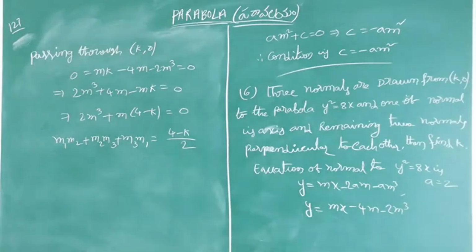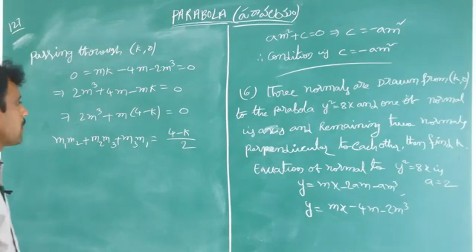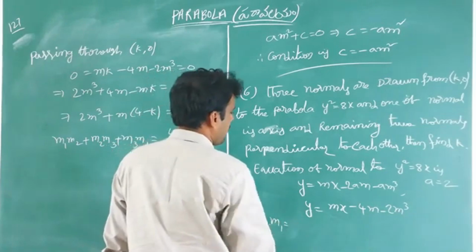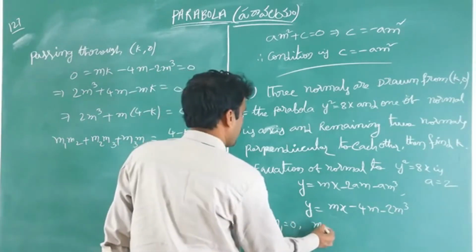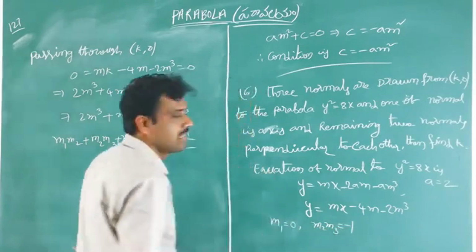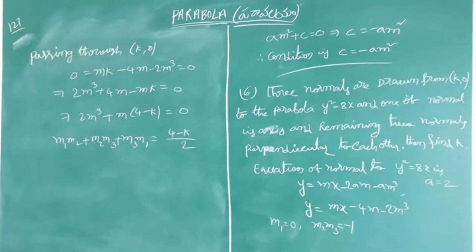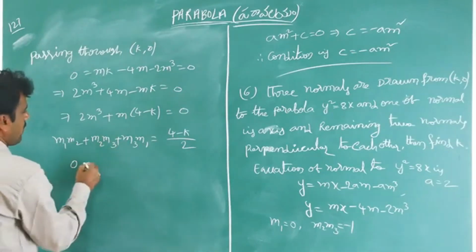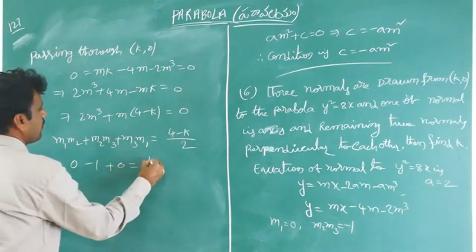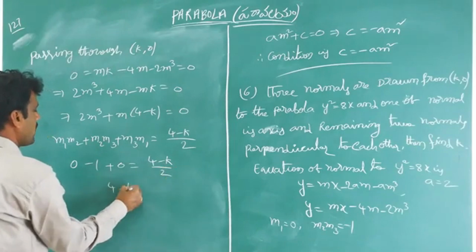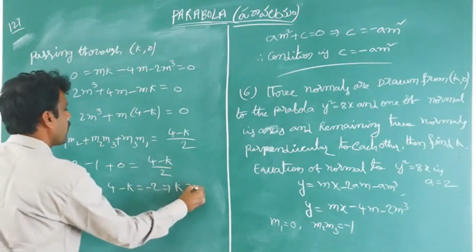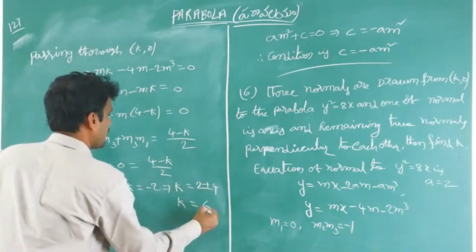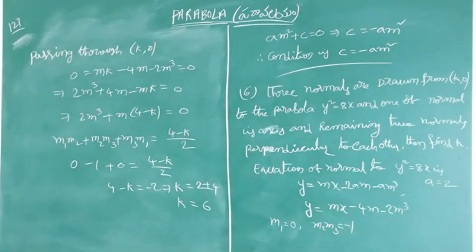Now, one of the slopes is the axis. Axis means the axis of the parabola, the x-axis, so m1 equals the slope of the x-axis, 0. Next, the product of the other two equals minus 1 because the other two normals are perpendicular to each other. Substituting m1 equals 0 and m2 m3 equals minus 1, that implies 4 minus k equals minus 2, k equals 4 plus 2, which is 6.